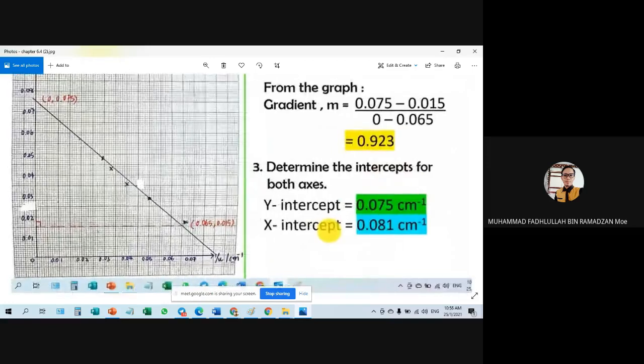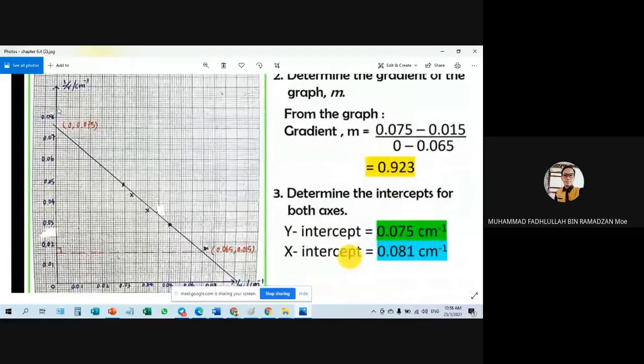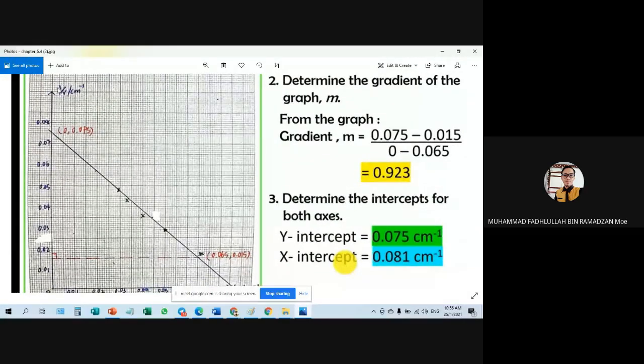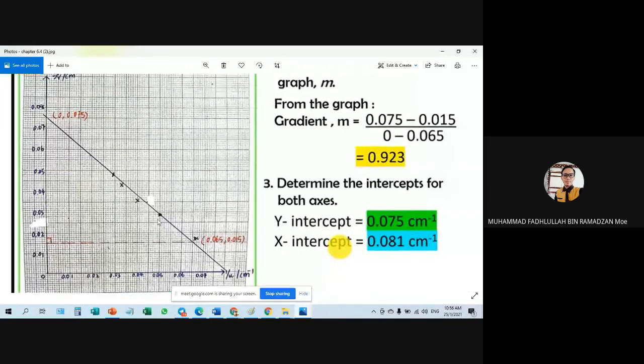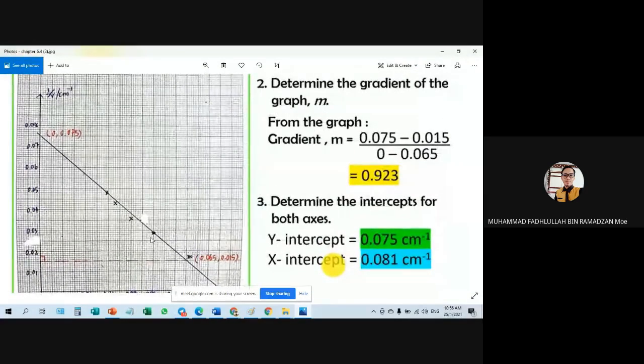So ni you dah dapat dah 1 mark. Bila ni dah complete, you dapat plot, letakkan axis dia betul, and then letakkan dia punya symbol, unit betul, dua-dua ni, you dapat 1 mark. And then determine the gradient.